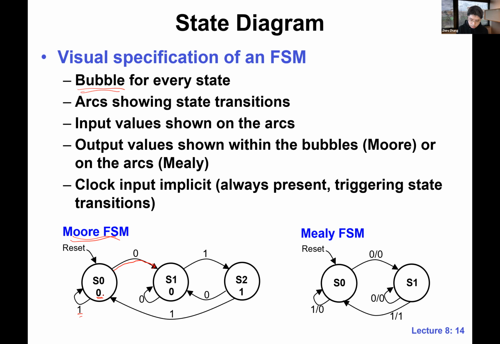And for Mealy machine, since the output depends on both the current state and the input, we put the output on the arc. Then we usually have a slash to separate these two. All right, this is the state diagram in a nutshell.